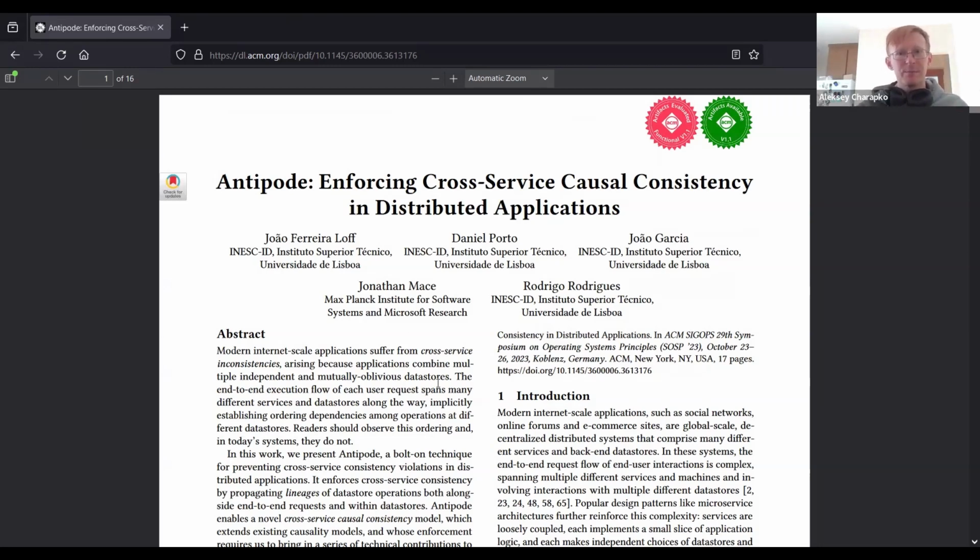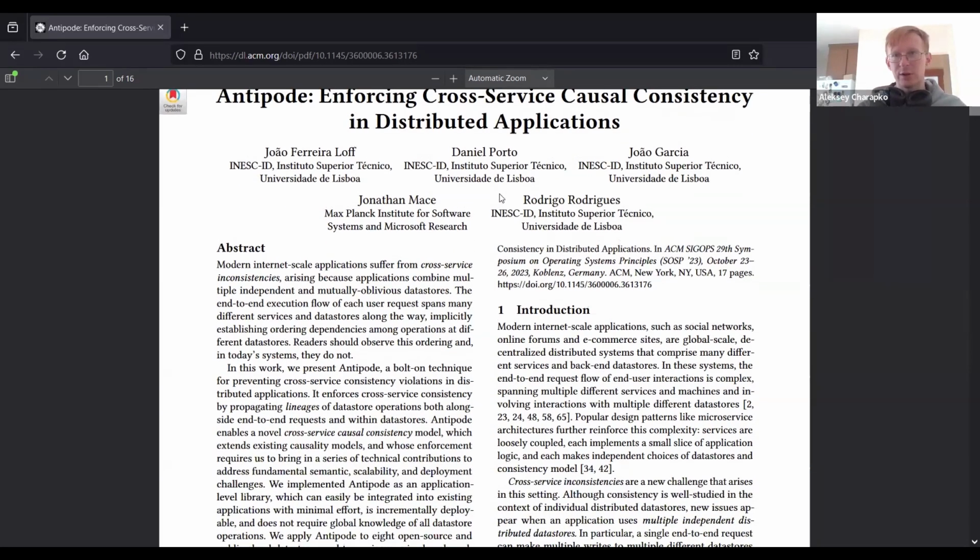So this group of authors in this paper argue for the need for enforcing consistency across multiple services or microservices in a microservice type application, right? So the idea is, if you have a microservice type application, of course, all of these microservices are somewhat loosely coupled, right? And they can use different storage subsystems, different storage services, and whatnot.